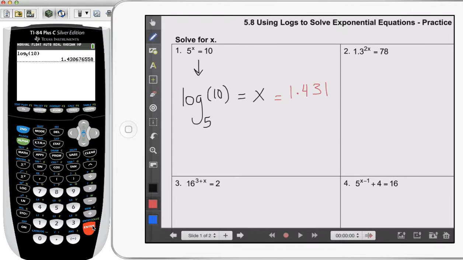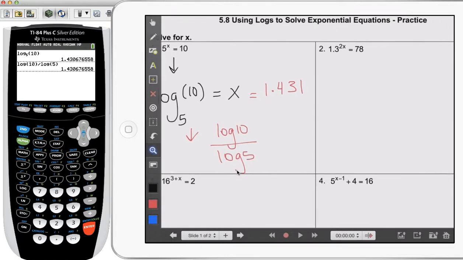So 1.431. Now, if the log base is disabled on your calculator, what you can do is use the change of base formula and change log 10 base 5 to log 10, the argument, over log of the base, which is 5. Then if you find log 10, don't forget to close parentheses, divided by log of the base, which is 5 in this case, you're going to get the same answer. So if the log base is disabled, make sure that you use this method.